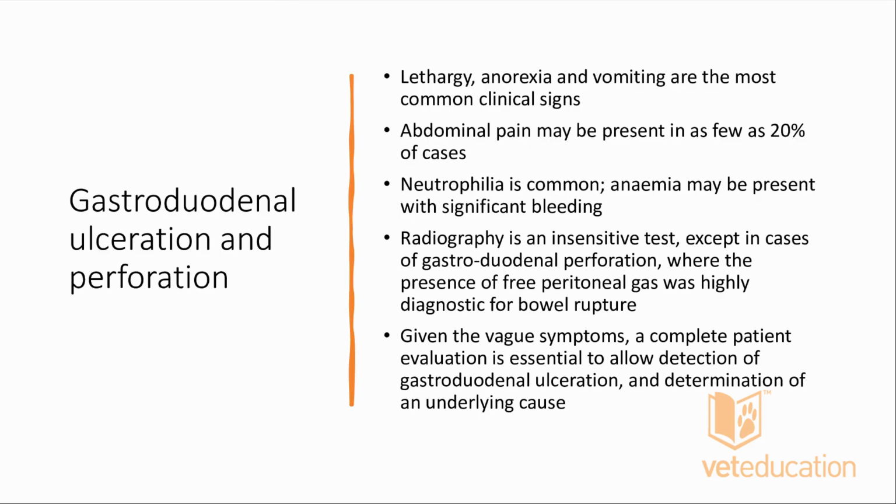So what do we summarize about gastroduodenal ulceration and perforation? That lethargy, anorexia, and vomiting are the most common clinical signs. Abdominal pain may be present in as few as 20%, so it's not a consistent finding. However, neutrophilia is common, and anemia can be present even without significant external sources of bleeding.